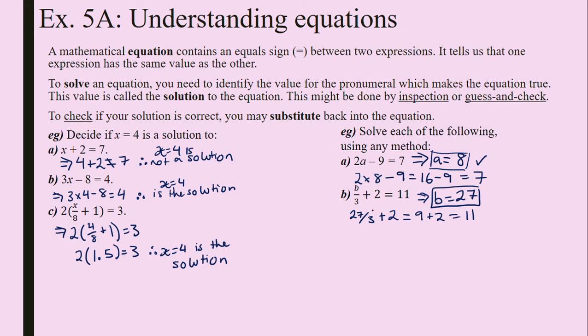There are a number of ways that you could do that. In my head, I think, well, 2 less on both sides is 9. What divided by 3 equals 9 to give me 11? And that's how we get to that answer.